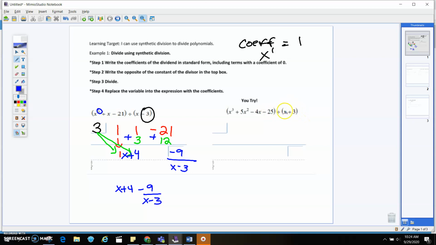All right. The first thing I have to notice is that my first coefficient is 1 and my exponent is also 1, so I'm good on that one. I'm going to change the sign, which is going to be negative 3, and put it in this little box. Then I'm going to write out all of the coefficients of my dividend: 1, 5, negative 4, negative 25.